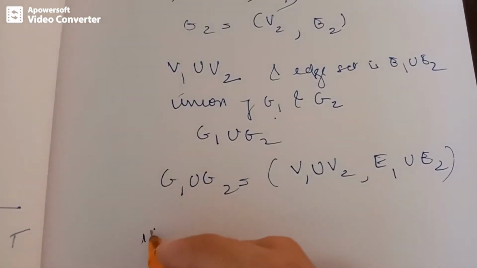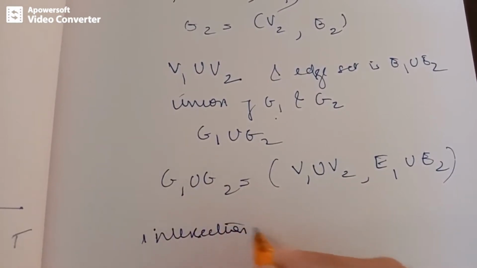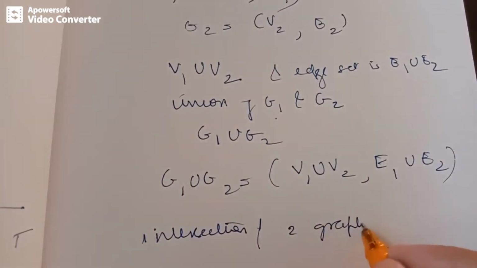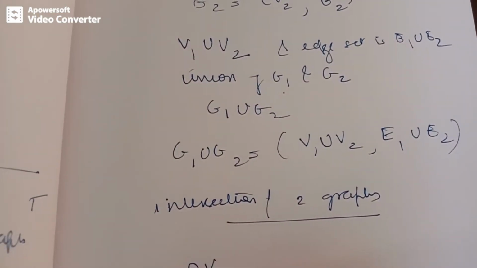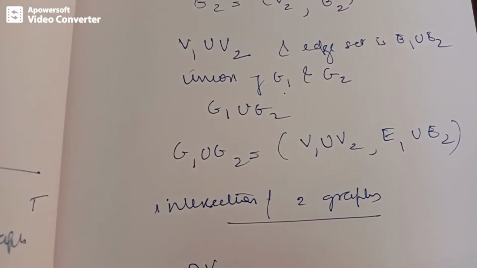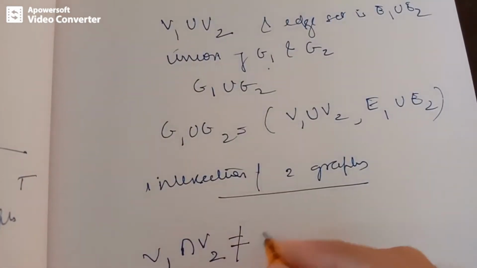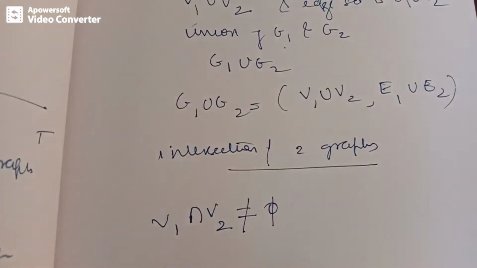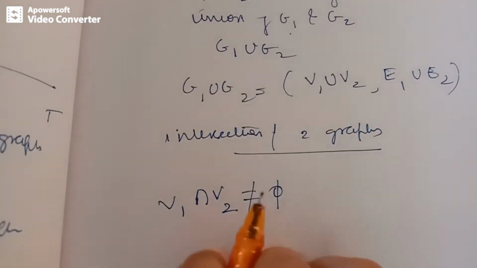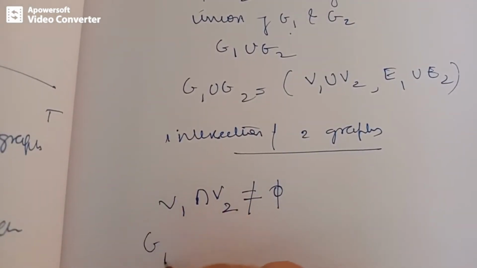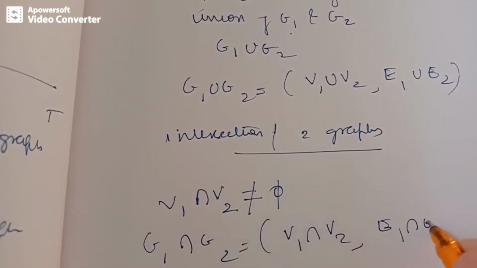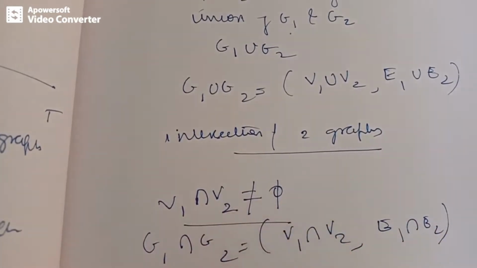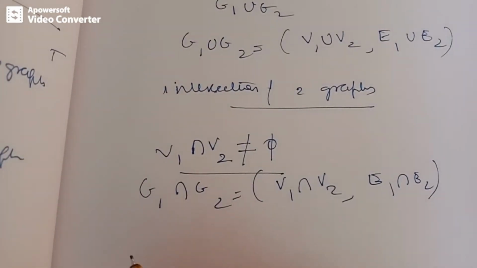Next, coming to intersection of the two graphs. In the intersection, the vertex set of the first one intersection vertex set of the second one, we can say that the intersection of the two vertex sets must not be null. The intersection of the two graphs is the intersection of the two vertex sets as well as the intersection of the two edge sets, with the condition that V1 intersection V2 must not be null.